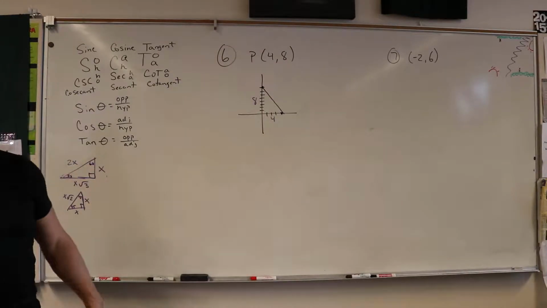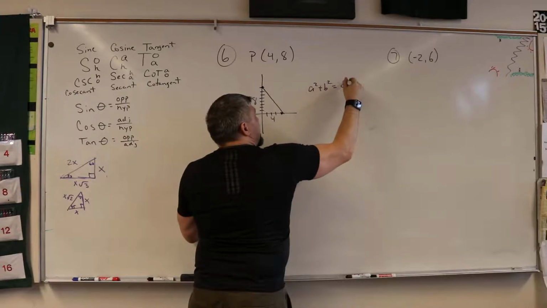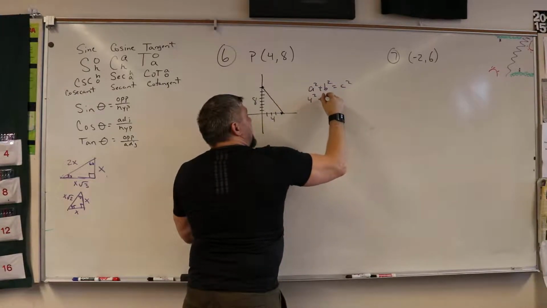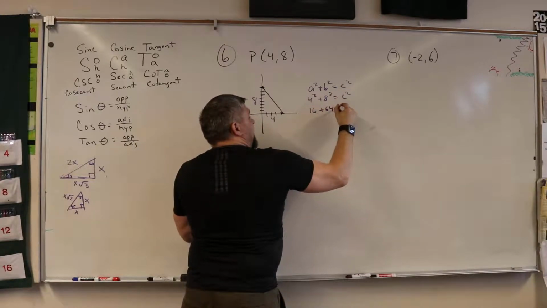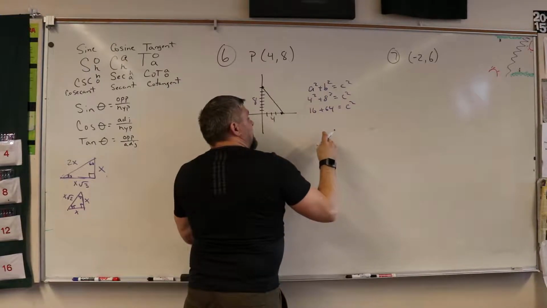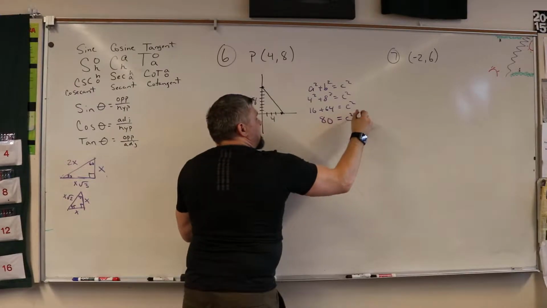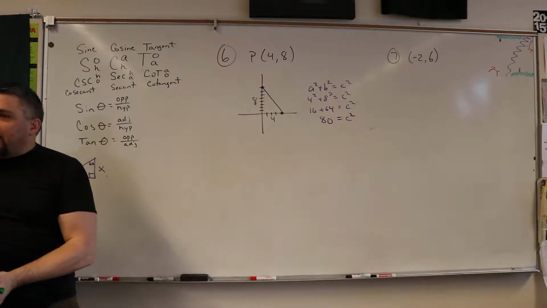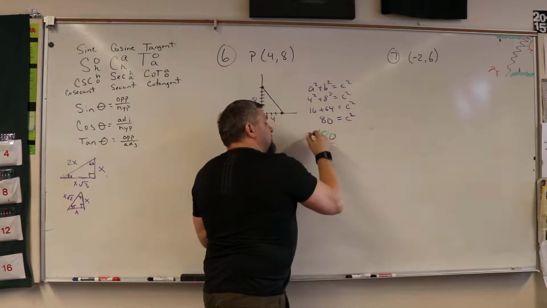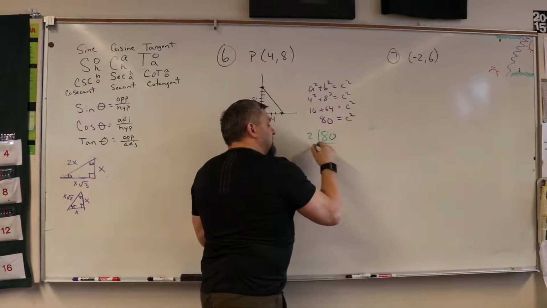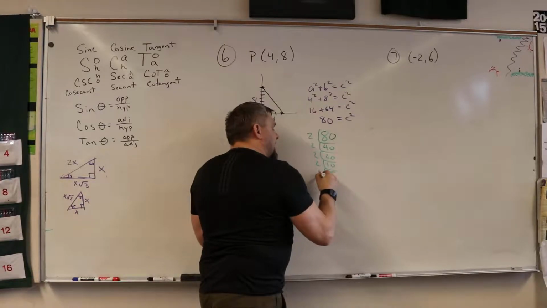Now we can find this side, right? Because a squared plus b squared is equal to c squared. So 4 squared plus 8 squared is equal to c squared. So 16 plus 64 is equal to c squared. So what is that, 70, 80? So 80 is equal to c squared. So now we got to break down that 80. 2, 40. 2, 20. 2, 10. 2, 5. 5, 1. Right?